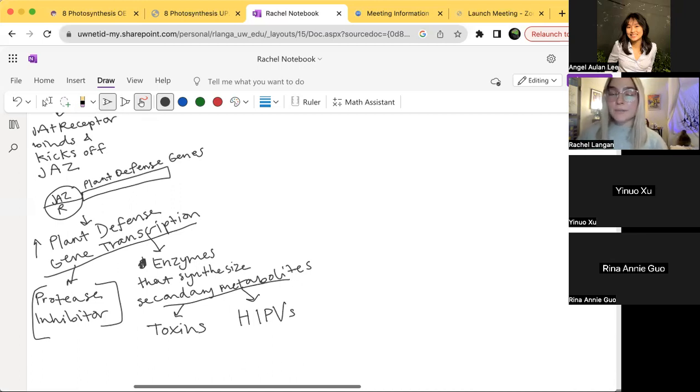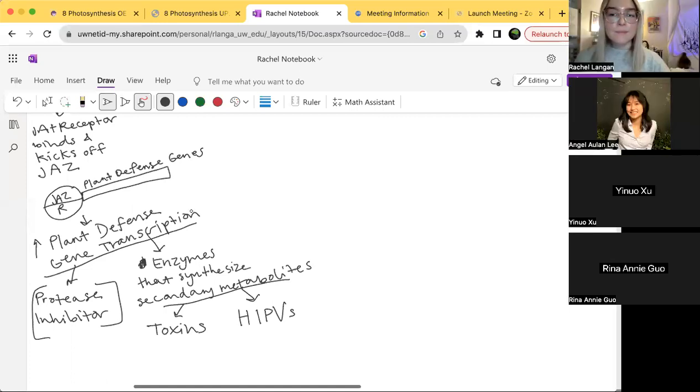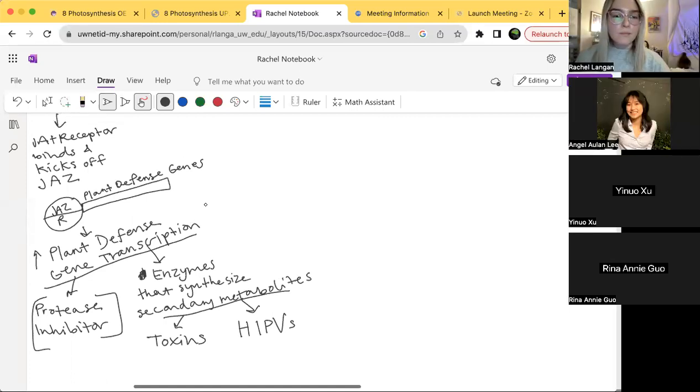Yeah, question. Would we classify tannins as a toxin as an enzyme? Yeah, tannins are a toxin that's produced as a response. Okay, thank you. You're welcome. All right.